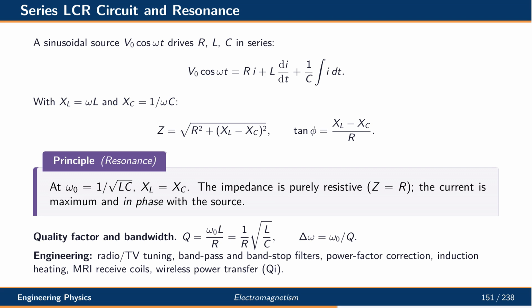The impedance is purely resistive and the current is maximum and in phase with the source. The quality factor measures the sharpness of resonance, and the bandwidth is the resonance frequency divided by Q. Engineering uses include radio tuning, filters, induction heating, MRI coils.